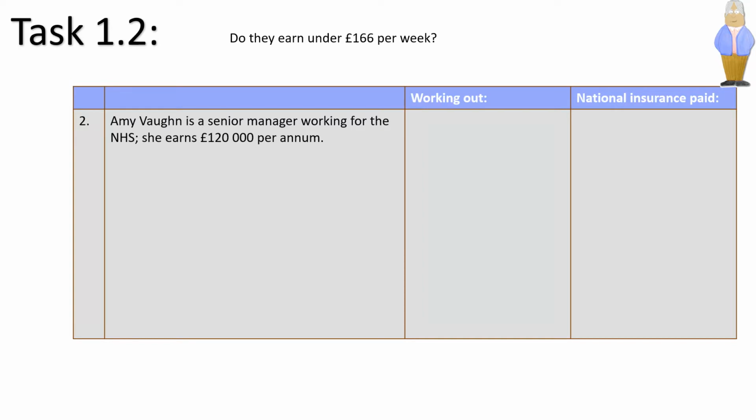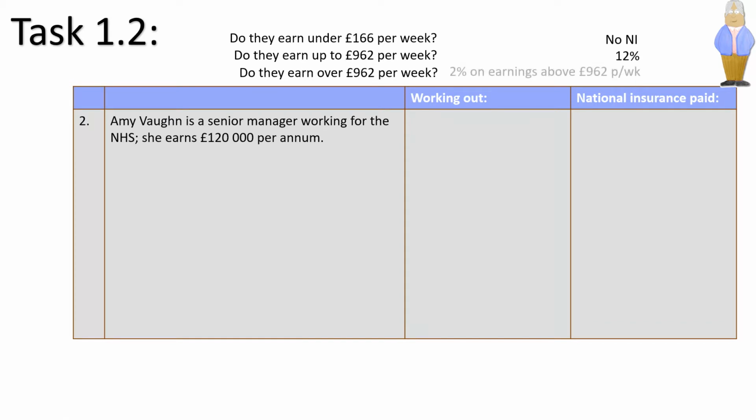If the answer is no, that's no national insurance. The next question to remember is, do they earn over £962 per week? If the answer is no, then you're using the 12% national insurance rate. And the last question to remember is, do they earn over £962 per week? And that means you'll be using the 2% on earnings, only the earnings which are above £962 per week.